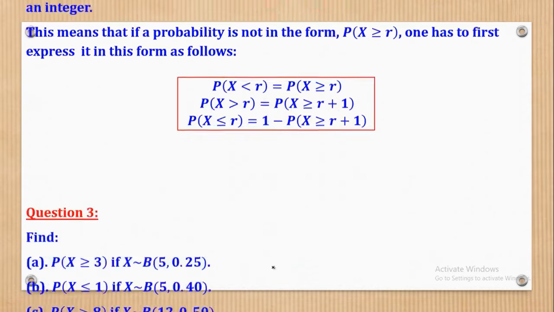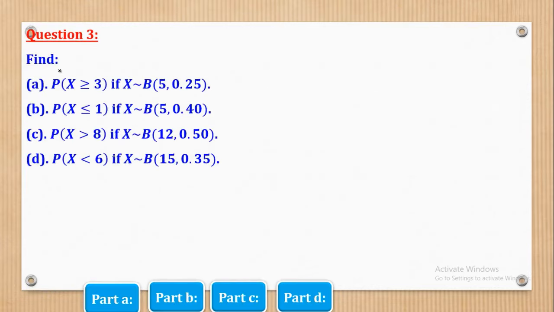So with that knowledge, you shall now go and do this question. Question 3, that is part A, part B, part C, and part D. We are going to answer all the parts. Let's start with part A. X is a binomial distribution with n equal to 5 and p equal to 0.25, and r is 3.